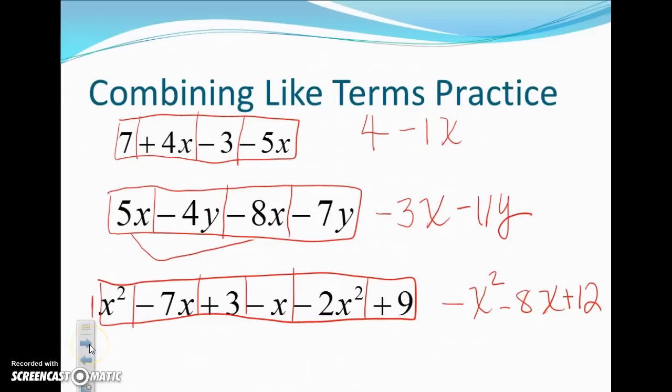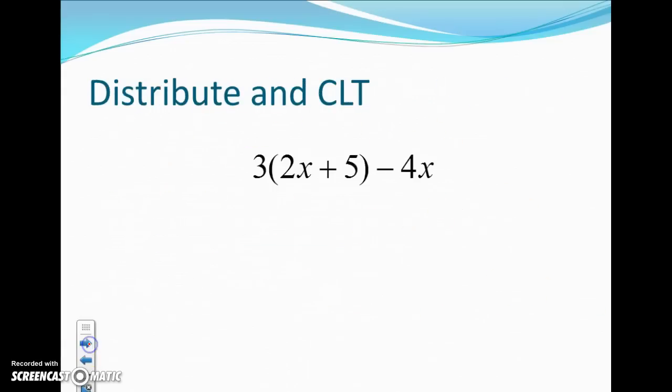Now, we're going to combine like terms with the distributive property. Some of you already know how to do this. So, when you combine like terms with the distributive property, you have to use the distributive property to distribute the expression first. So, let's take a look at this.